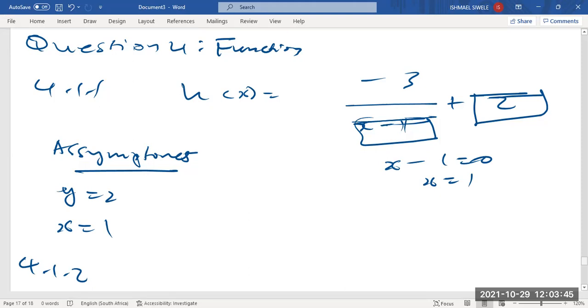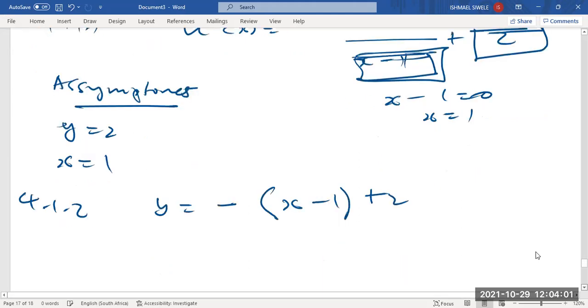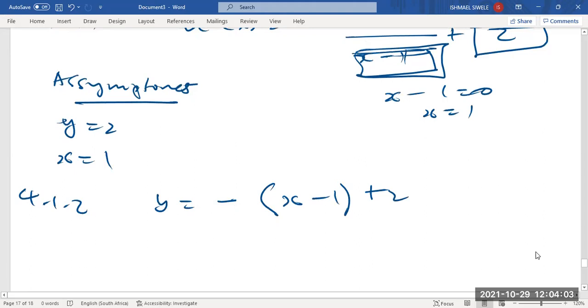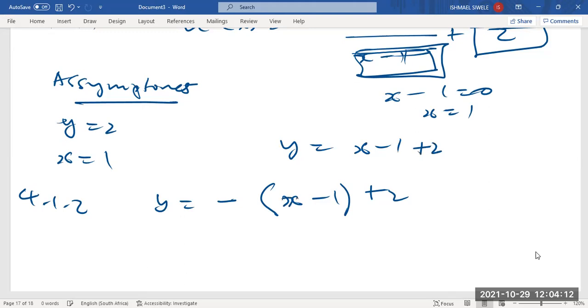So it's simply y is equal to, you take what you have here, the negative one, negative x minus 1, and add the value of q there, right? If they had wanted the one with a positive gradient, it was simply going to be y equals x minus 1 plus 2, right? But for the negative one, you simply change the sign.